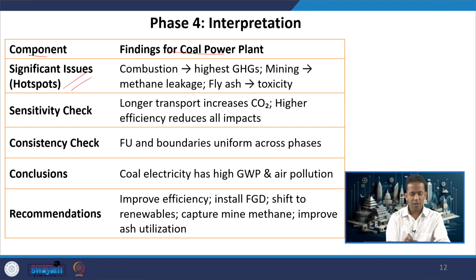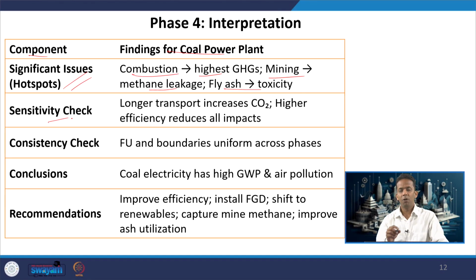The first thing is combustion of coal, which leads to the highest amount of greenhouse gases, and second is mining. In the mining operation, there are a lot of methane leakages. While extracting coal from mines, there is a leakage of methane in the gases exiting from the mines. Then fly ash can be toxic if it gets mixed with water or if it gets inhaled by human beings. So, there can be human toxicity or water toxicity. These are the significant issues: combustion, mining and fly ash, which need to be dealt with.